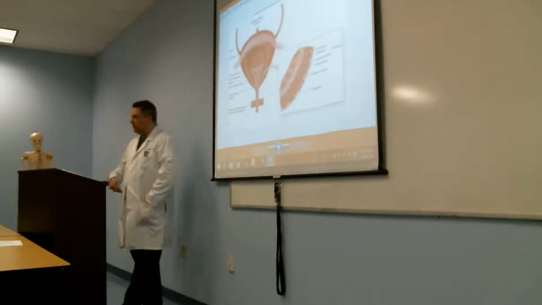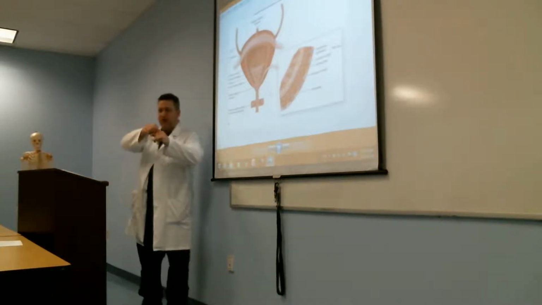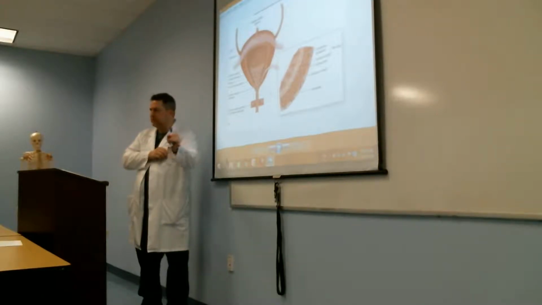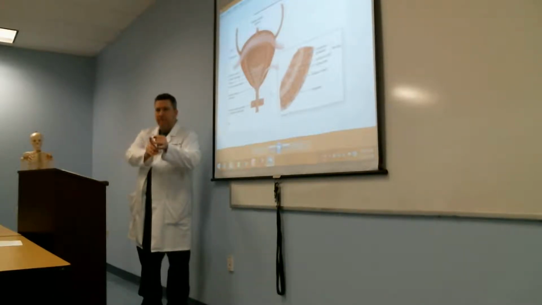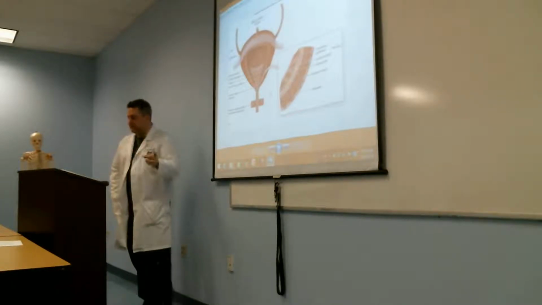The male urethra is unique in that it passes through the prostate gland, so the prostate gland surrounds the urethra like this. And the urethra in the male is also unique because it carries not just urine, but also semen.